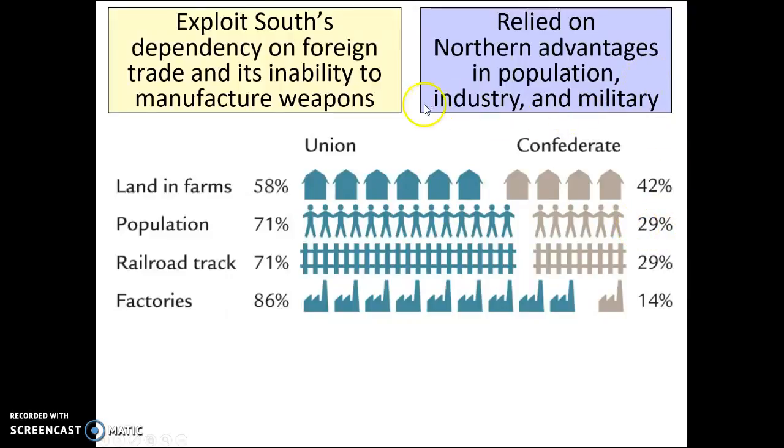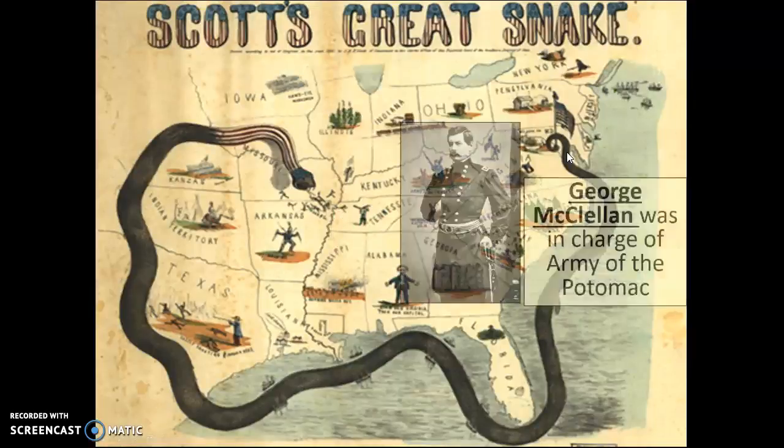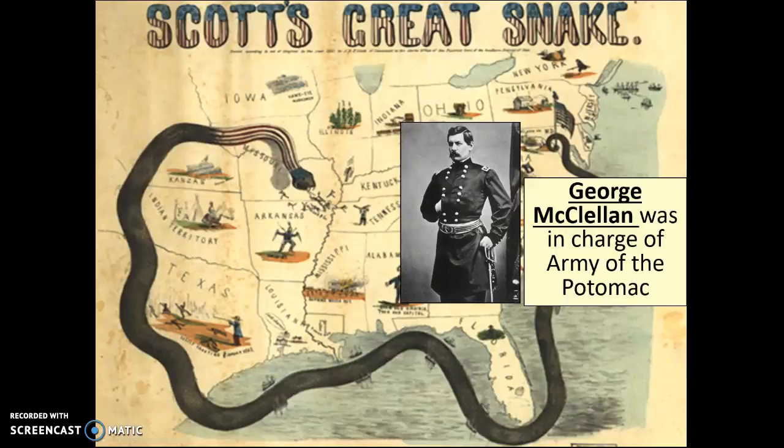Their industry is a lot higher as well. They're producing more industrial goods, and they can make them at a faster and a more mass rate. And lastly, a better military just in general. Not in terms of commanders, but just a better and larger military that they have access to.